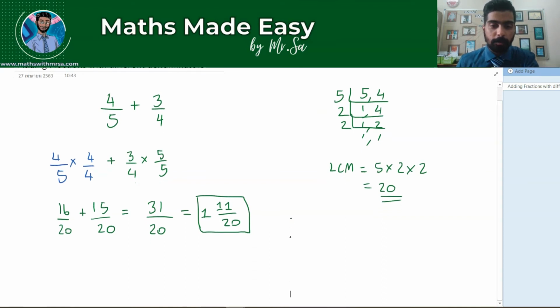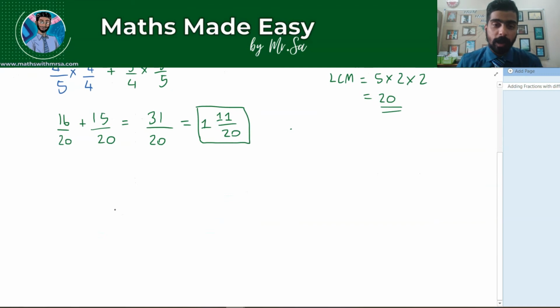Now let me give you one more example in which I'm going to add mixed fractions in which the denominators are different. Let's say I have a question: 2 3/4 plus 3 1/2. Of course, there are various methods for us to solve this, but the method that I would teach you is first to convert the mixed fraction into an improper fraction.